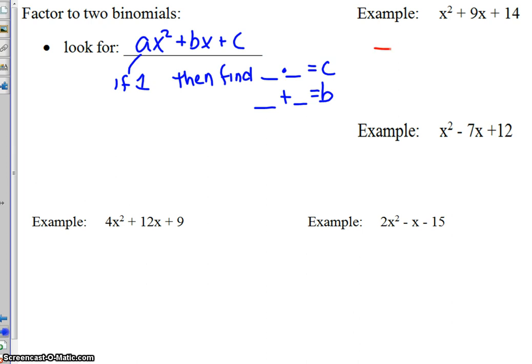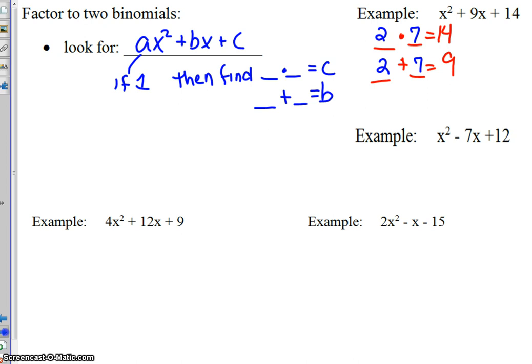So in this case, I'm saying to myself, what times what, when I multiply them, gets 14, but when I add the two numbers, I get 9. So your choices are, well, 14 times 1 multiplies together to get 14, but I don't get 9 when I add them. What numbers do you get? Well, 2 and 7. This one works. 2 times 7 does equal 14, and notice how it's always your last value here. And 2 plus 7 does equal 9.